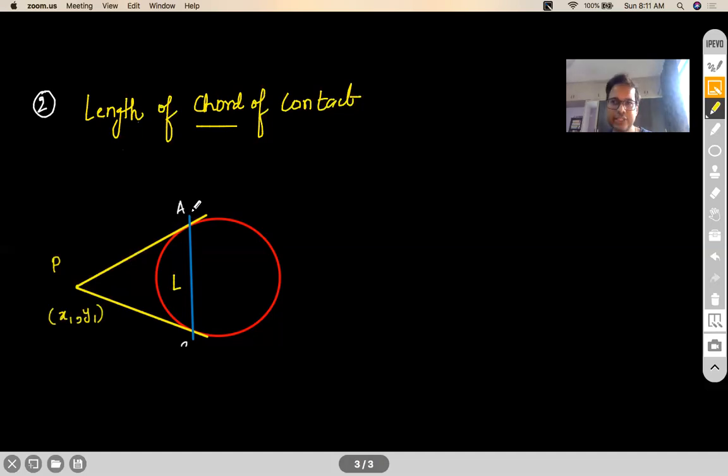So the equation of the circle is known, points are known. You know your center, you know your radius, you know the length of the tangent. So all these aspects can be used to get the length. Let us go for the length.